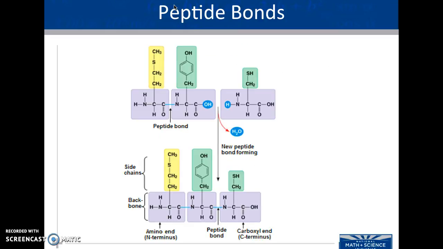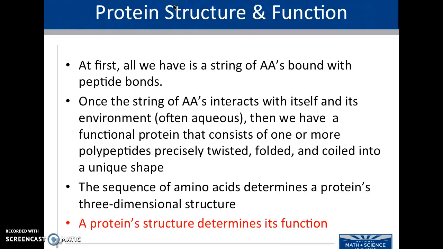This is also looking at how peptide bonds are forming. This is a water loss reaction. So we see water is a product where the carbon and the nitrogen end up bonding. We call it a dehydration reaction. When we get to protein structure and function, the first thing is we have a long strand of amino acids bound with peptide bonds that makes our polypeptide chain.